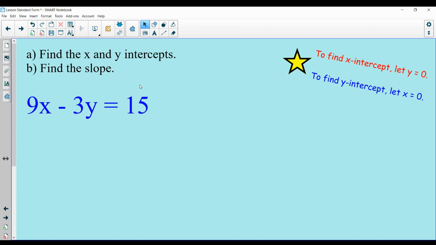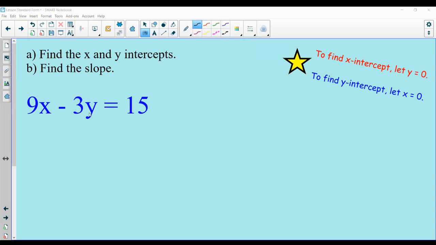Okay, in this example, we're going to find the x and y-intercept and the slope of the standard form equation 9x minus 3y equals 15. Remember, when you're finding an x-intercept, you're going to let y equal 0, and when you're finding a y-intercept, you're going to let x equal 0.